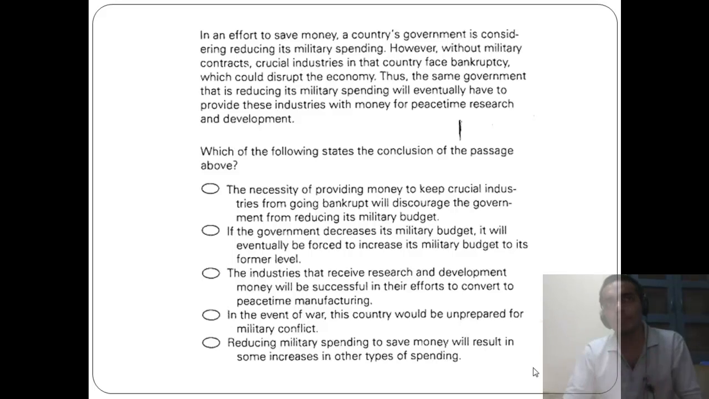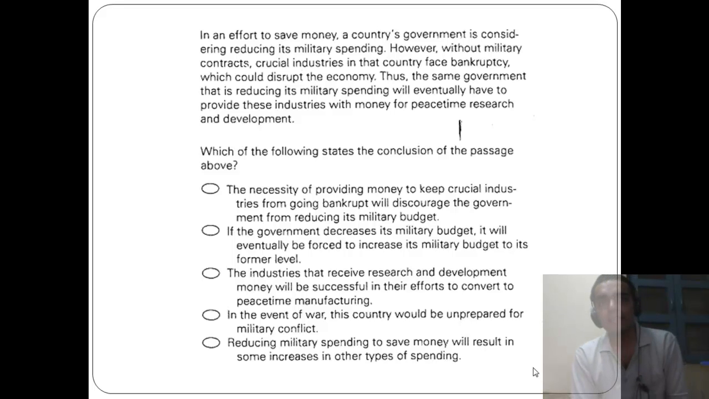with the same premise, and also satisfies the mini conclusion which says that the government that is reducing its military spending will eventually have to provide these industries with money for peacetime research. So let's look at an option which follows all these things, the premise, the assumption, and the mini conclusion that we are given after the thus. The necessity for providing money to keep crucial industries from going bankrupt will discourage the government from reducing its military budget.